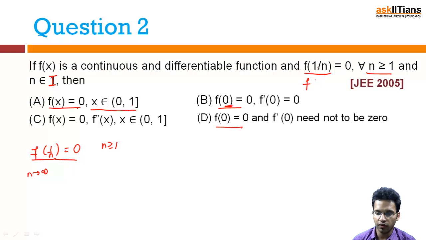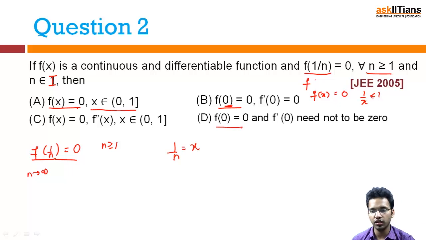If I take 1 by n equal to x, that's what it says, so f of x will be equal to 0. Now 1 by x should be less than 1, because when we invert it, x has to be greater than 1. That's what it says. So obviously this is not true. You can check it again.